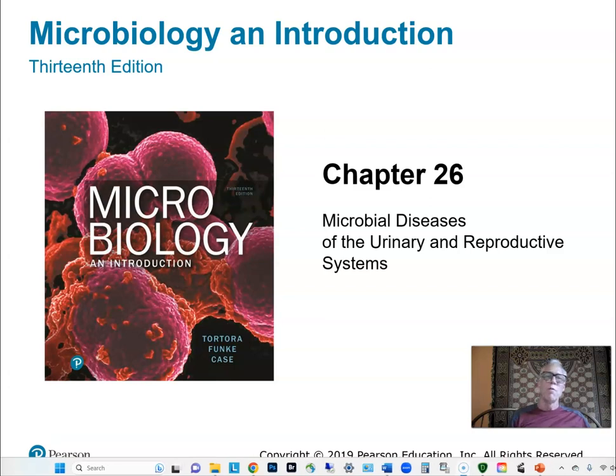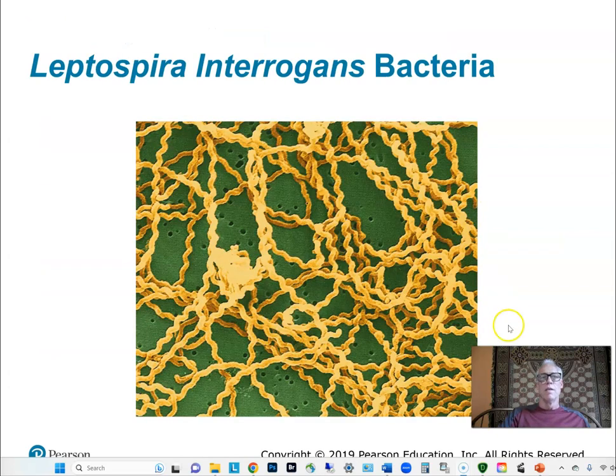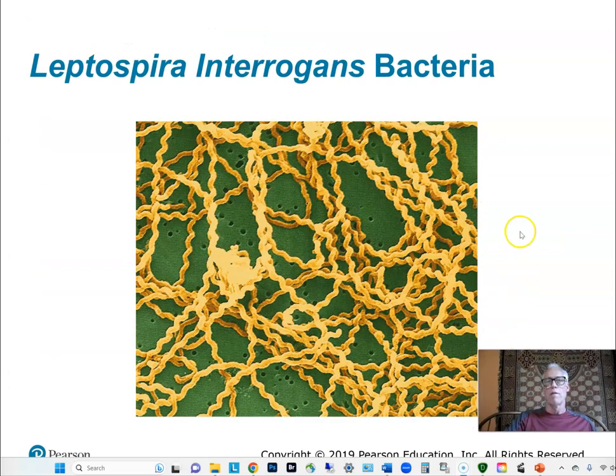A milestone. We'll wrap up our course in microbiology using our Introduction to Microbiology textbook by Tortora. Today we'll be looking at Chapter 26, Microbial Diseases of the Urinary and Reproductive Systems. There's our kickoff micrograph of some leptospirosis causing bacteria. They are spirochetes with a super tight kind of a spiral compared to Borrelia and Treponema.